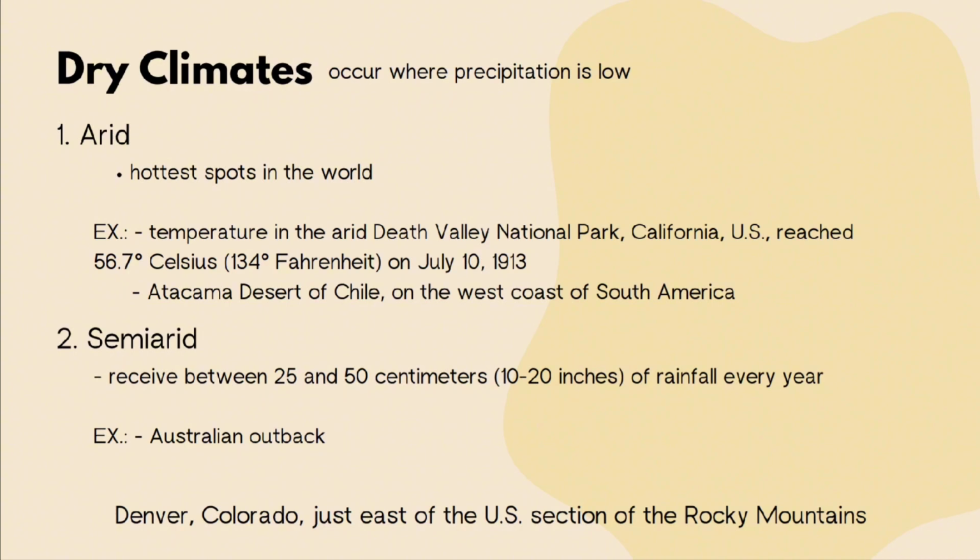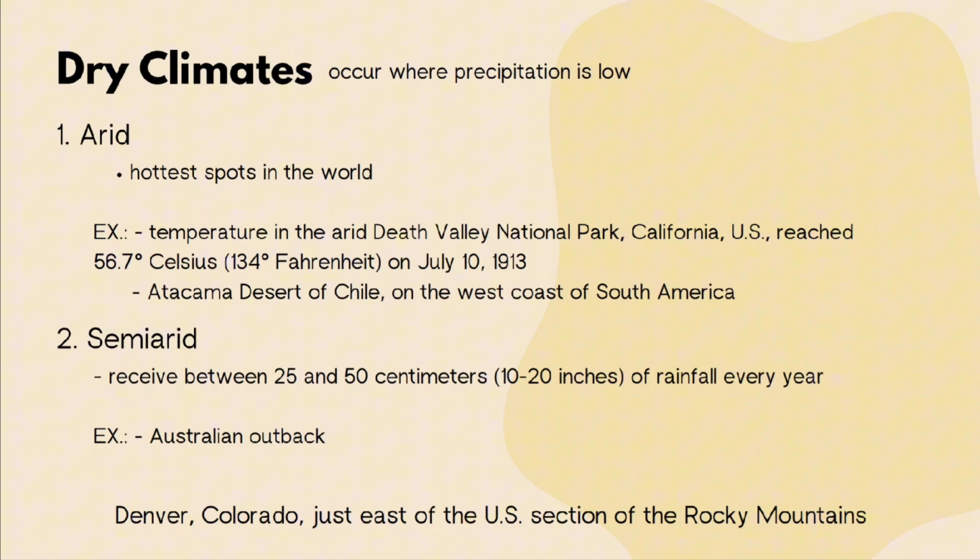Although rainfall is limited in all dry climates, there are a few parts of the world where it never rains. One of the driest places on earth is the Atacama Desert of Chile on the west coast of South America. Stretches of the Atacama may have never received rain in recorded history.